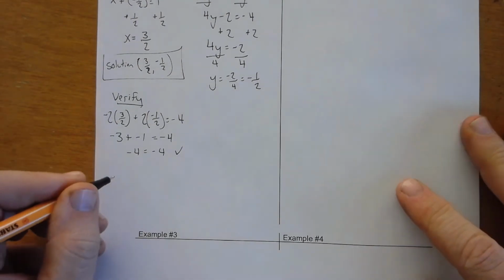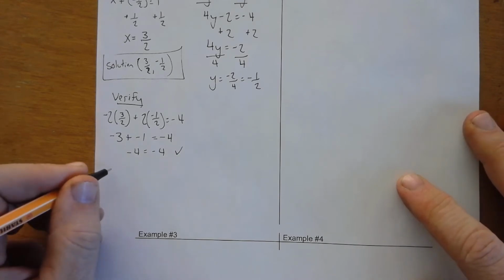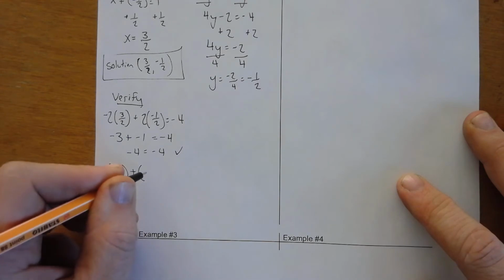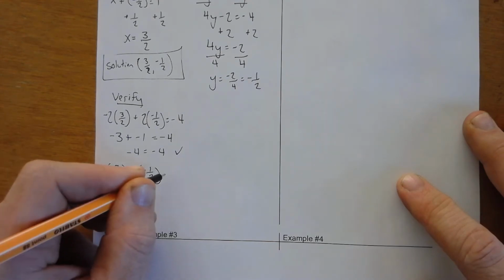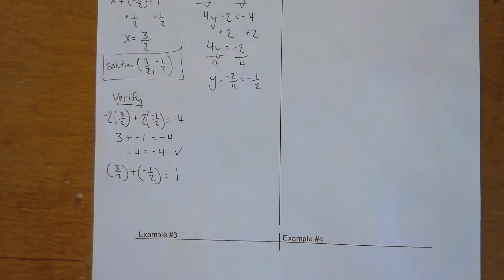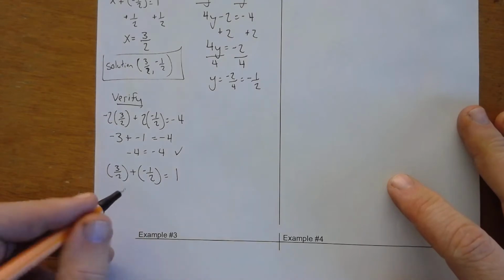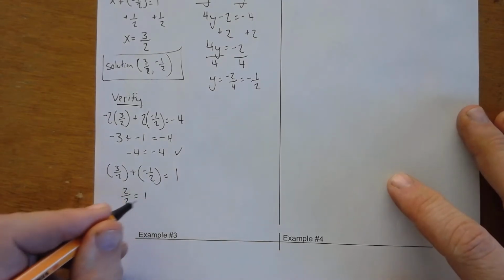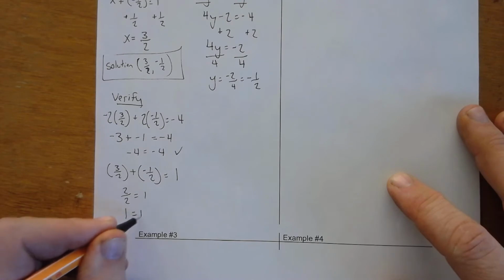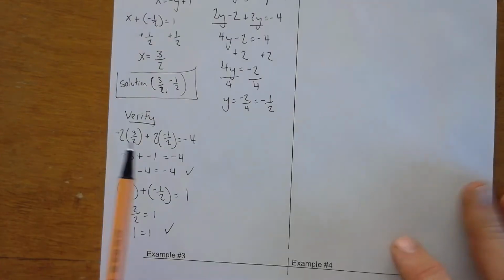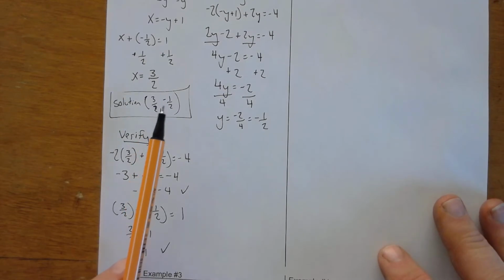The second equation is x plus y equals 1, so x being 3/2 plus y, which is negative 1/2, and the equation says x plus y equals 1. So 3/2 plus negative 1/2 equals 2/2. 3 subtract 1 is 2. And 2 over 2 is 1 when I reduce it, so that is verified as well. So the solution for this first system is 3/2 and negative 1/2.